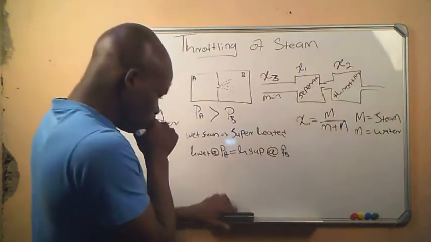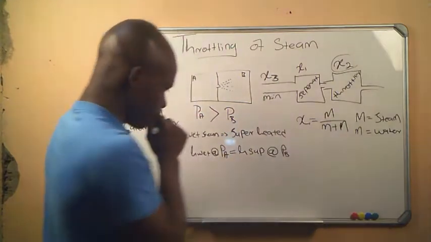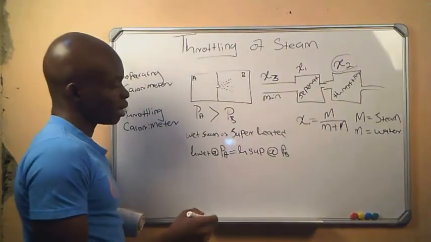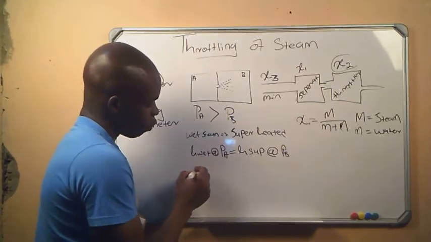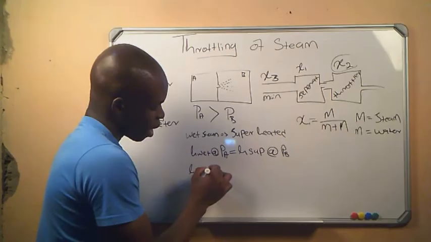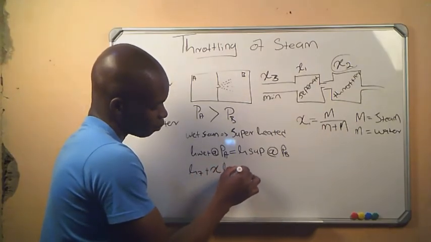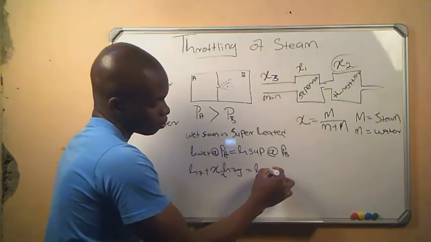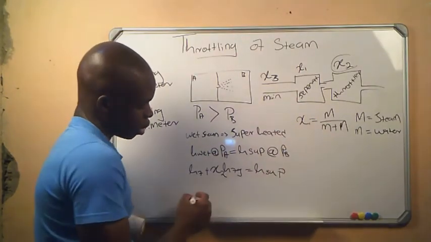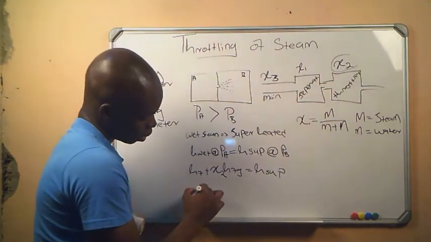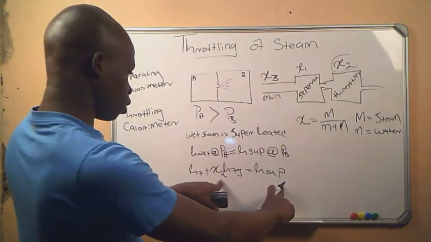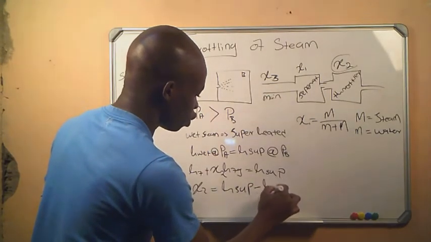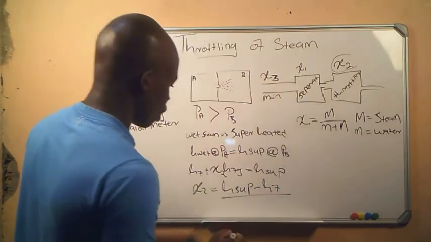And then our x2, remember we said the enthalpy for wet steam will be equal to the enthalpy for superheated steam. So we know that the enthalpy of wet steam is hf plus x hfg. This is our x2, and it equals the enthalpy of superheated steam. And if we want to get this, we can solve it and say x2 is equal to h sup minus hf, all divided by hfg.